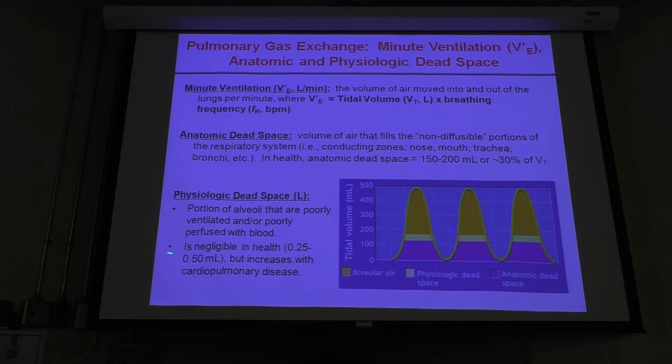Fortunately, in healthy individuals, this is a relatively negligible component, about 250 to 500 mLs, but this will tend to increase in adults with cardiopulmonary disease. So again, if you have emphysema, pulmonary vascular disorders, or, say, heart failure and impairments in pulmonary blood flow, all of these factors can contribute to an elevation in physiologic dead space, which effectively needs to be compensated, as I'll show you, by increasing ventilation.